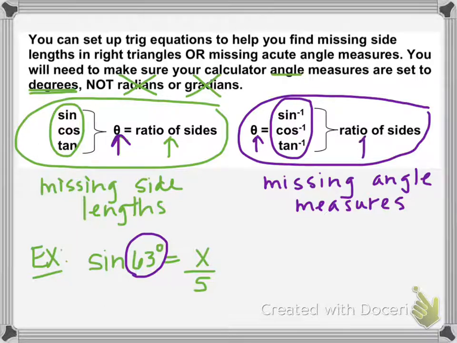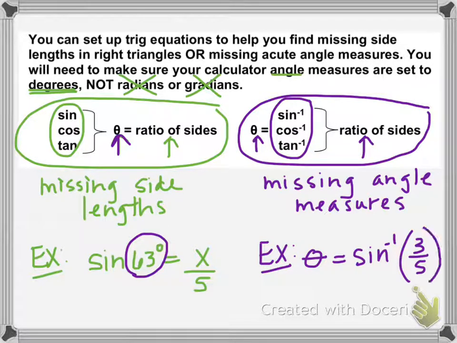And then, of course, the ratio of the sides are going to be two numbers that you know the side lengths of. So you have to know two side lengths in order to find a missing angle measure. So an example of what this type of equation might look like might be like this. Inverse sine, I'm going to start with the angle measure. Angle measure equals, or you could have an x there if you don't like that theta symbol, inverse sine of my ratio, so maybe 3 over 5, something like that. And then you would type that into your calculator to get the angle measure.